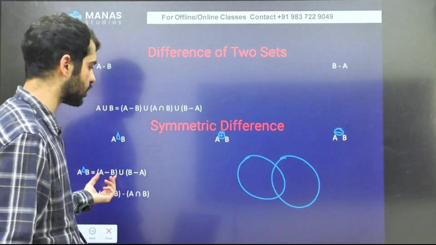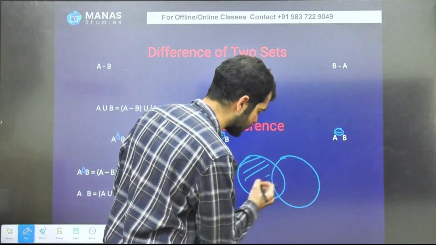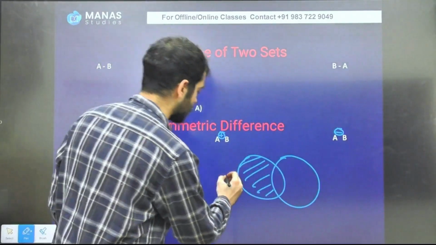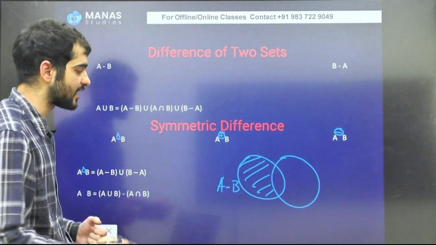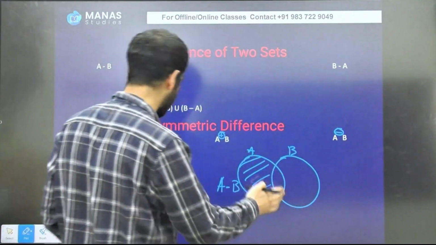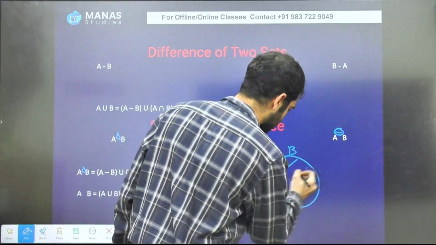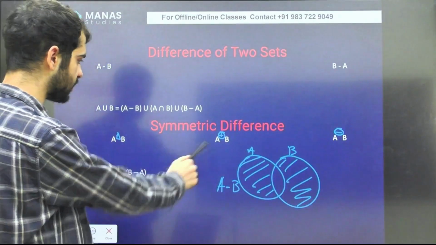A minus B denotes all the elements that are in A which are not present in B. Elements present in A that are not present in B. That is A minus B. And over here we have B minus A. That is all the elements which are in B but not present in A. That is this. So now symmetric difference is denoted by the shaded portion.